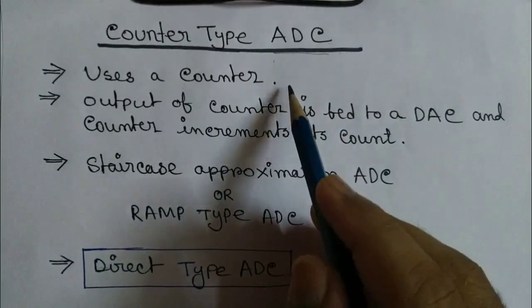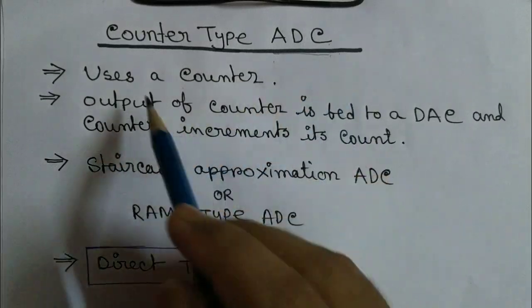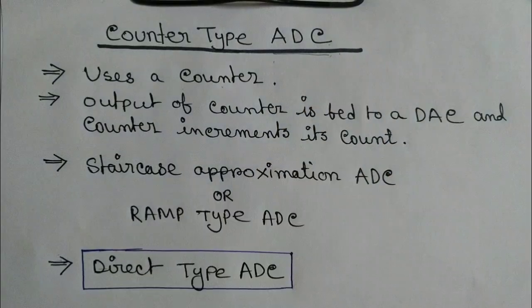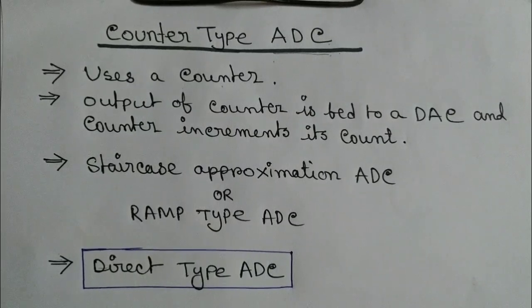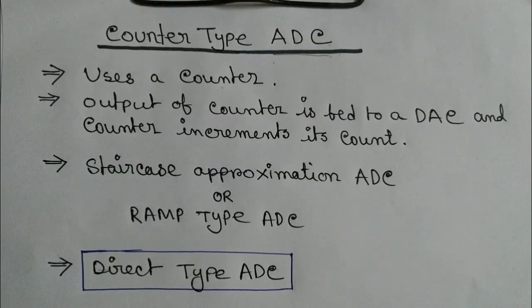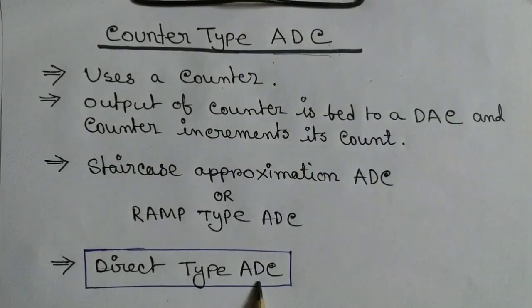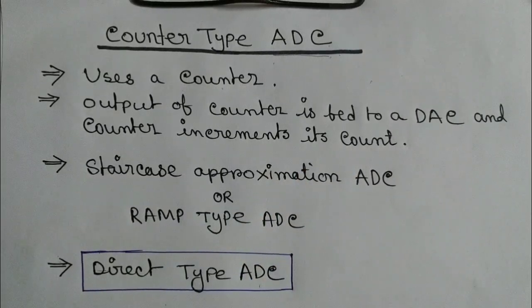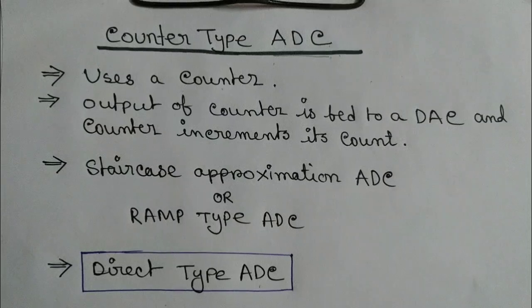So let's see some features of counter type ADC. It uses a counter. Obviously counter counts the digital signals. Counter type ADC is a direct type ADC. In the previous video we told what is direct type ADC and what is indirect type ADC. Direct type ADC means this will use its internal components to convert all the analog signals into digital signals. Counter type ADC is a direct type ADC. It uses a counter to do all the process. We will check the block diagram and working principle of counter type ADC.